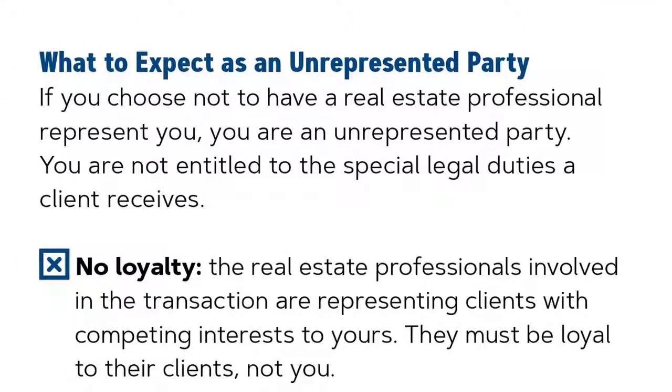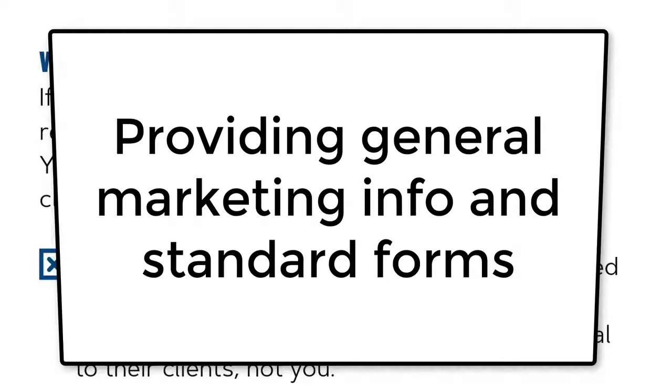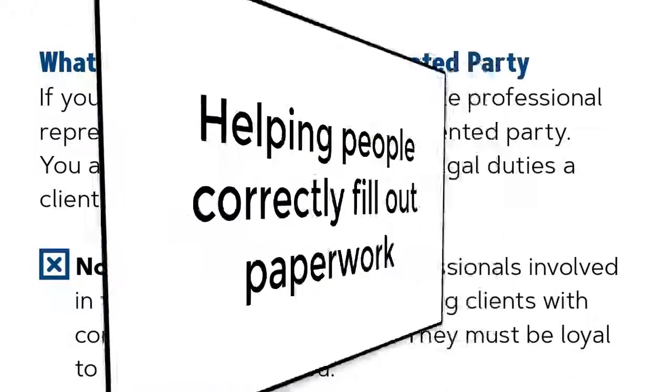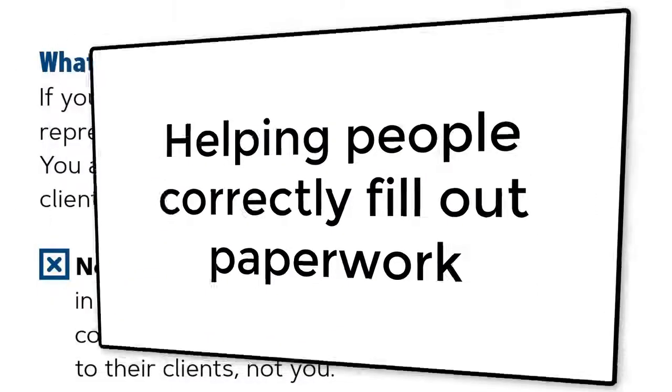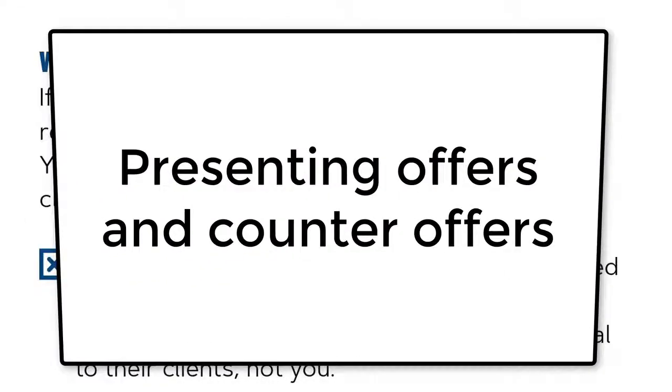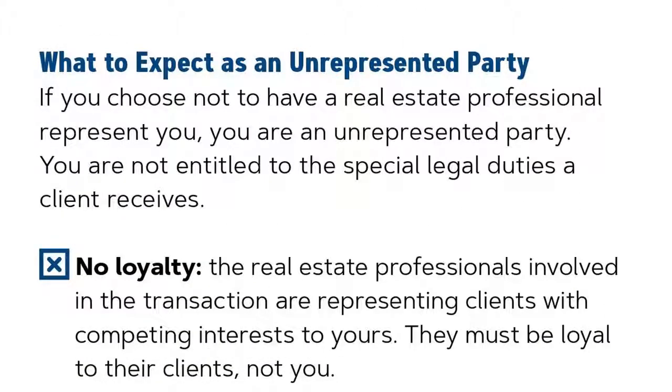Third, an overview of what being unrepresented means. An unrepresented consumer will have no agency relationship with the licensee, which means your realtor is not working on your behalf in the transaction. Your realtor may still provide some limited trading services, which include providing general market information and standard forms, helping people to correctly fill out paperwork, and presenting offers and counteroffers. But they cannot offer any advice.